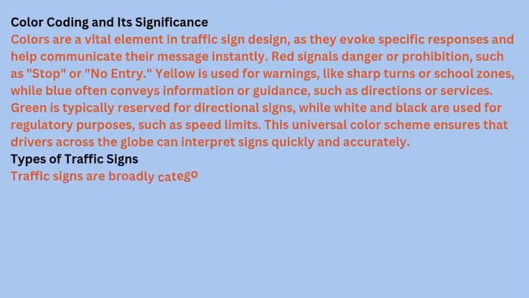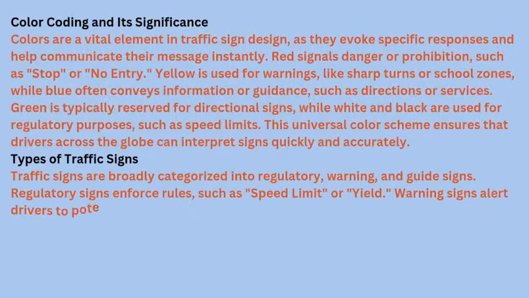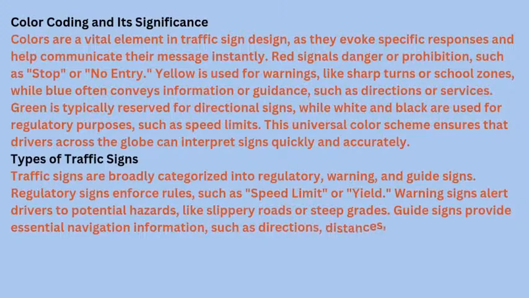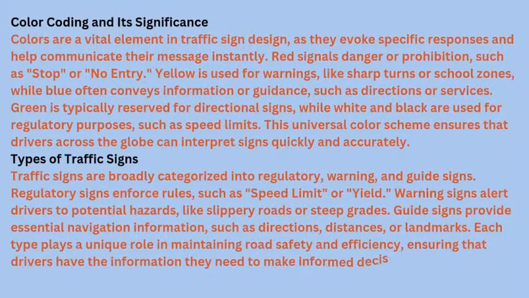Types of traffic signs. Traffic signs are broadly categorized into regulatory, warning, and guide signs. Regulatory signs enforce rules, such as speed limit or yield. Warning signs alert drivers to potential hazards, like slippery roads or steep grades. Guide signs provide essential navigation information, such as directions, distances, or landmarks. Each type plays a unique role in maintaining road safety and efficiency, ensuring that drivers have the information they need to make informed decisions while traveling.